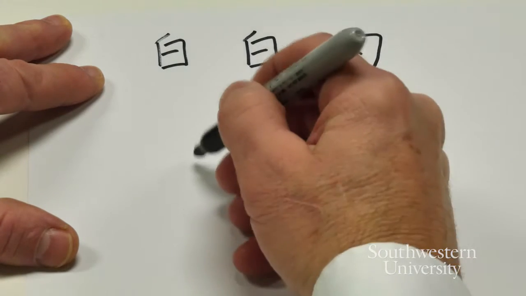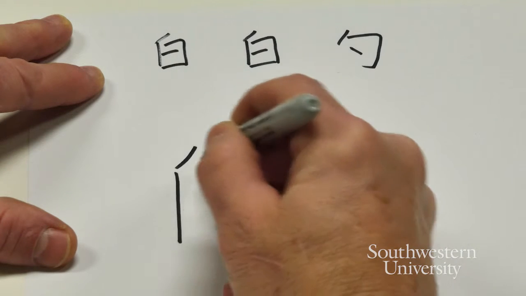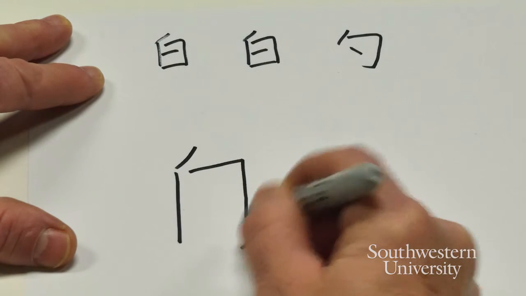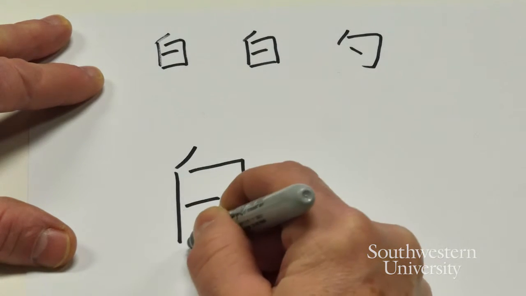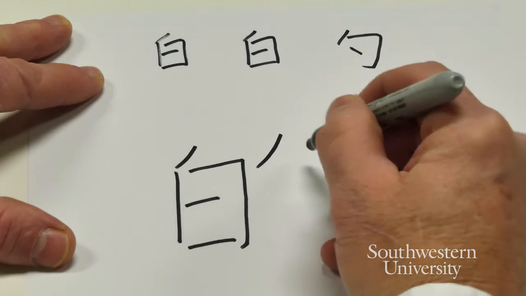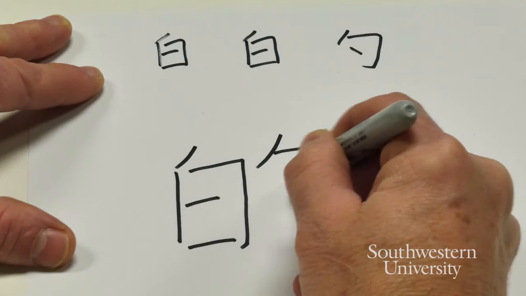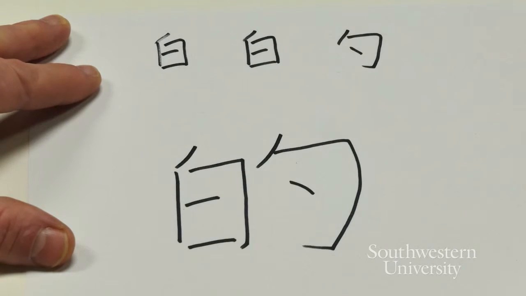So as we write it together, diǎn, shù, héng zhé, diǎn, héng, so you fill the box before you close it. Piě, héng zhé gōu, diǎn, and then we have dà.